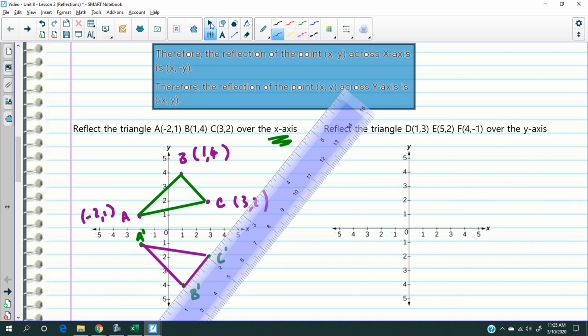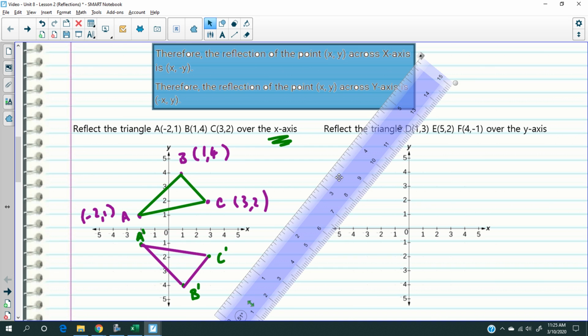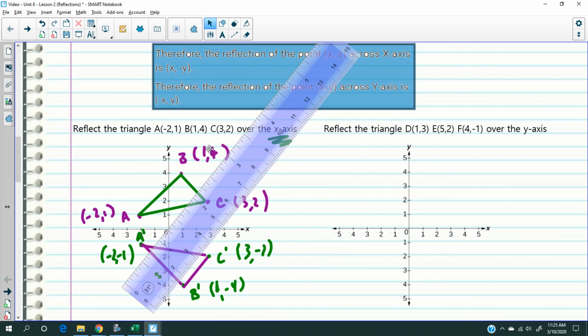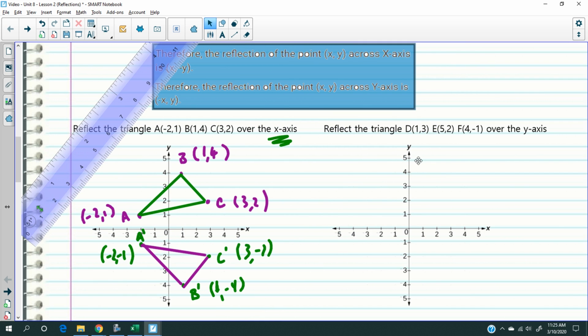So here we have a triangle. I'm not sure it was a good idea to use these opposite colors, but you can see there are two different triangles. Here we have triangle ABC. Here we have triangle A prime, B prime, C prime, where the values are different. A prime is (-2, -1), B prime is (1, -4), and C prime is (3, -2). Moving over here, you can try this one on your own on a piece of graph paper.